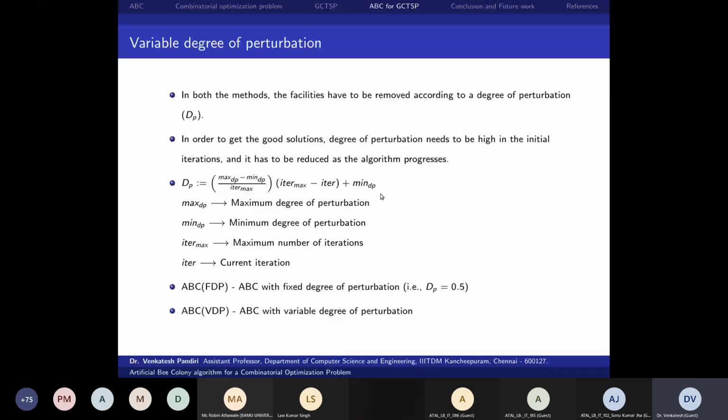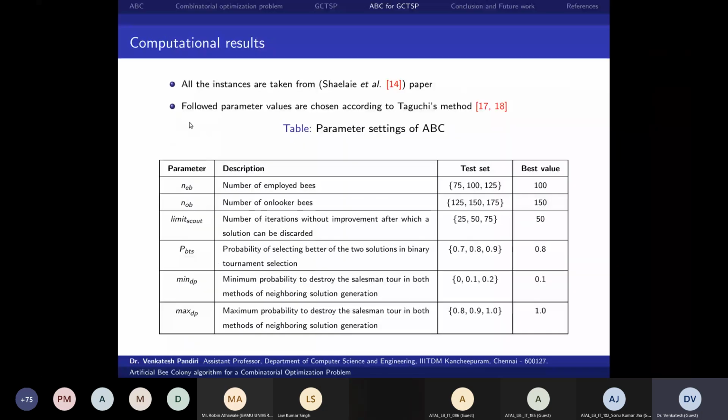So I will present some of the other interesting things also regarding this algorithm. So whatever the problem that we have solved, then there is a scientific procedure to prove that your algorithm performed better, right? So we have taken all the instances from Shelley et al. paper, and on the same instances we executed our algorithm too. But these are the parameter values followed in this artificial bee colony algorithm. There are around 6 parameters.